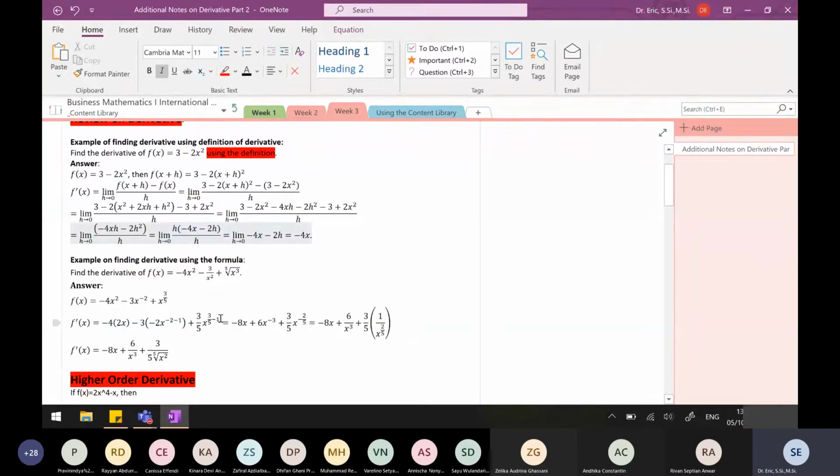You can see this. Okay, what about this one? X to the power of 3 over 5 minus 1 is 2 over 5, minus 2 over 5. So I just wrote this down: minus 2 over 5 minus 8x plus, simplify this, 6 divided by x cubed plus 3 over 5. What is this? 1 over x to the power of 2 over 5. And x to the power of 2 over 5 is the fifth root of x squared.